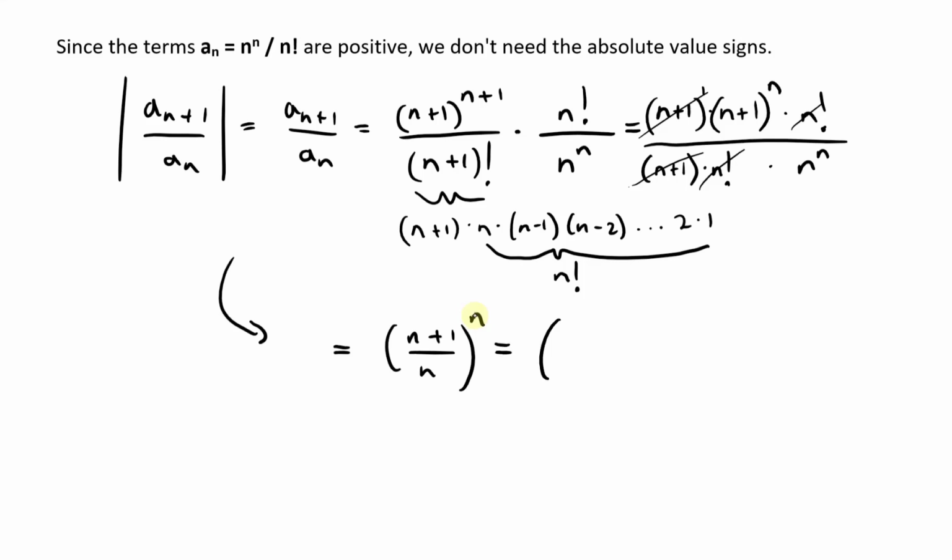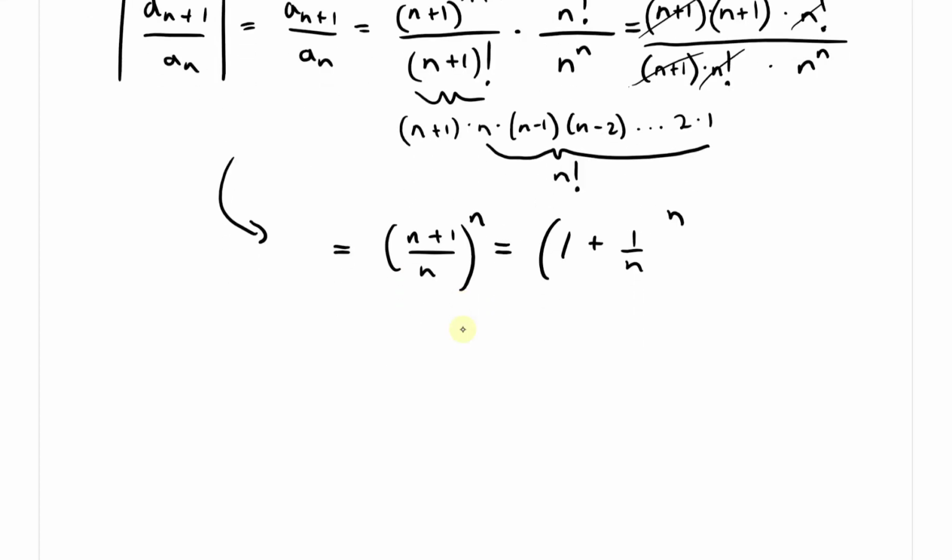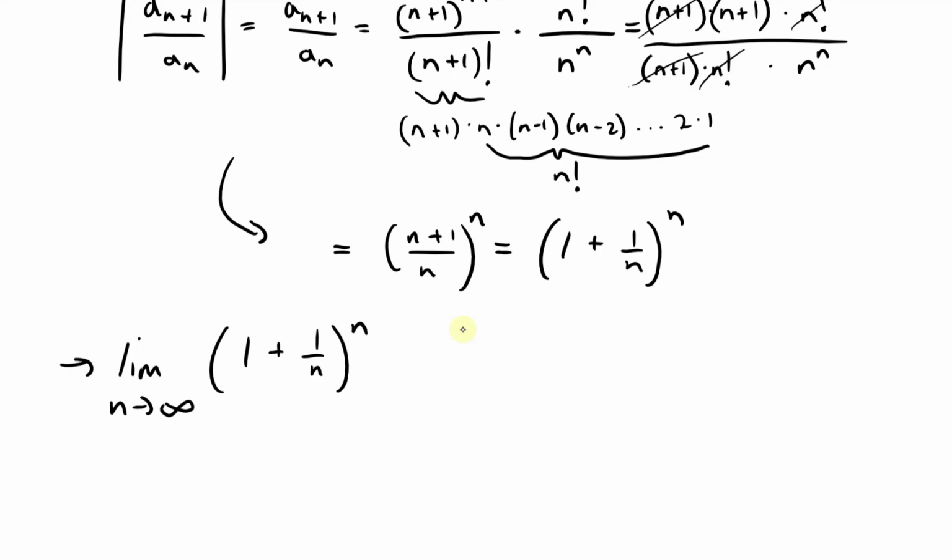This equals 1 plus 1 over n, like that. So now we have a very interesting limit right here when we take the limit as n approaches infinity of (1 plus 1 over n) to the power of n. Well, you can't just plug it in, because there's a division by infinity and there's a power of infinity right there.